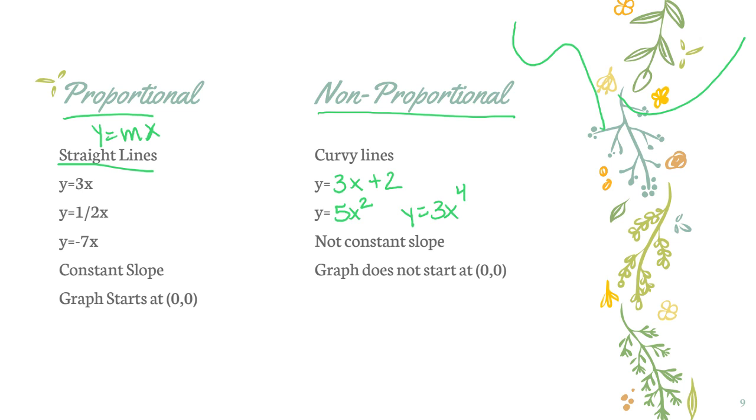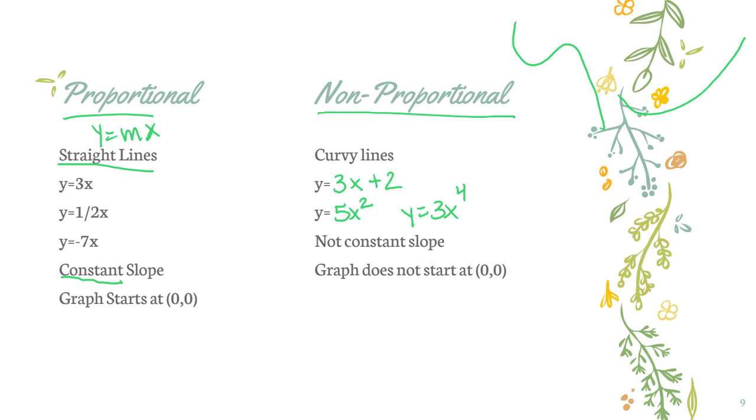So y equals negative 7x. So again, we're allowed to have fractions. We're allowed to have negatives. All of those would still make a straight line. There's a constant slope. So if we look at a table, it would have a constant of proportionality. Non-proportional would not have a constant slope. So if we were looking at a table, it would not have a constant of proportionality. It wouldn't be being multiplied by the same.